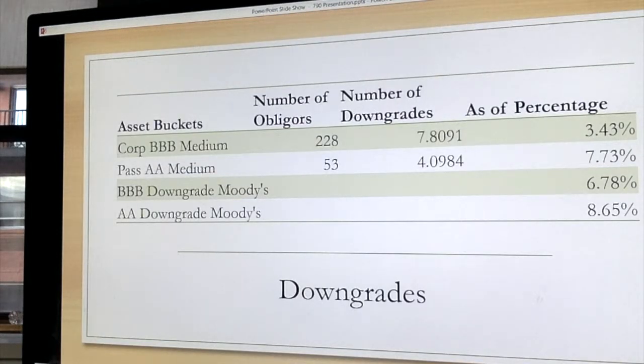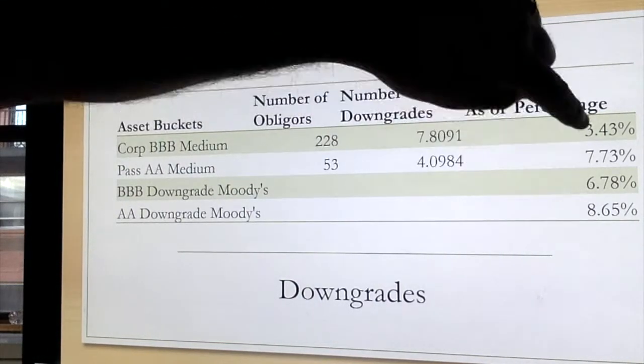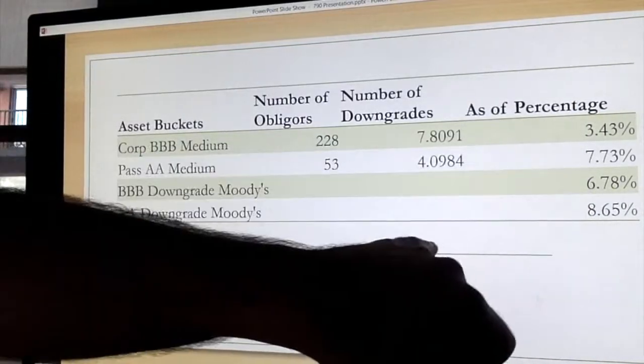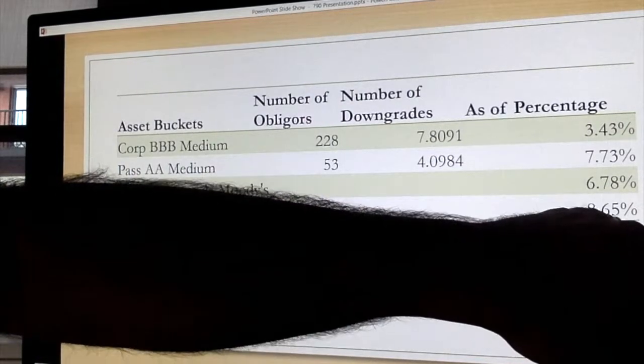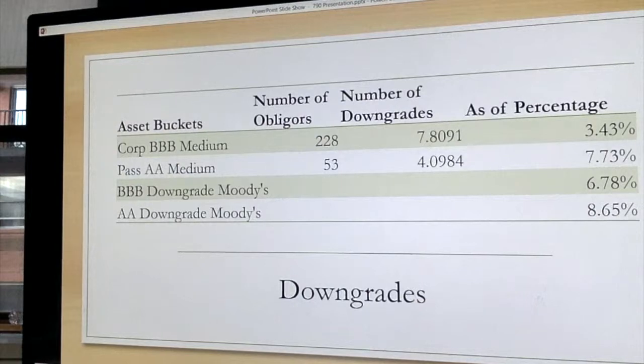And when it comes to downgrades, we see the same. Yes, CNA portfolios are outperforming Moody's average, but the gap closes here, it is more close. Like the AA downgrade for Moody's is 6.5%, and pass-through, for example, is 7.73%.